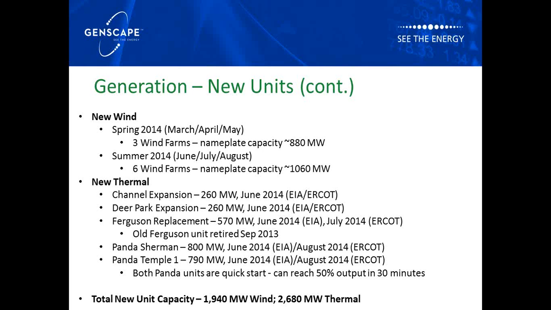And then you've got Panda Sherman and Temple 1, about 800 megawatts each, showing a bit of discrepancy between those completion dates as well. EIA has June for both of those, whereas ERCOT has August for both of those. It's important to note that both of these Panda units are going to be quick start units in that they can reach 50% output in a half an hour. So you're really looking at about 2 gigs of new wind since the spring, followed by about 2,600 megs of new thermal generation that's supposed to come online during the summertime.